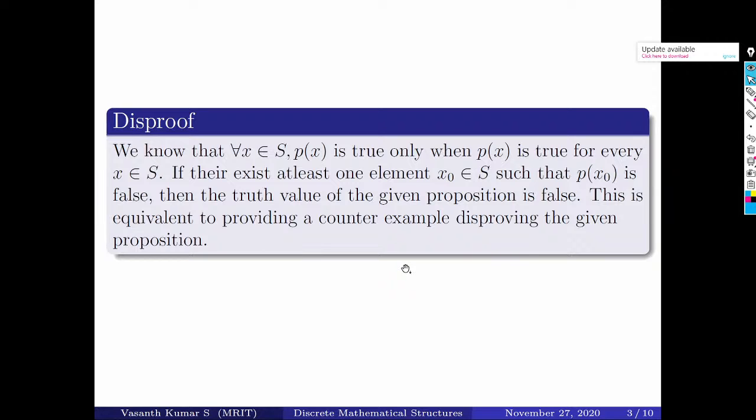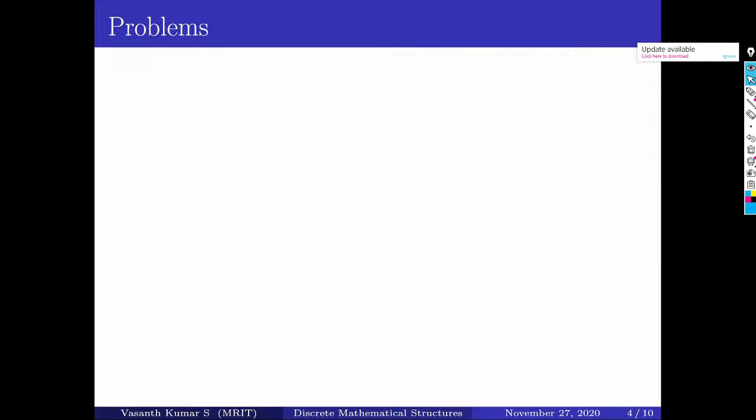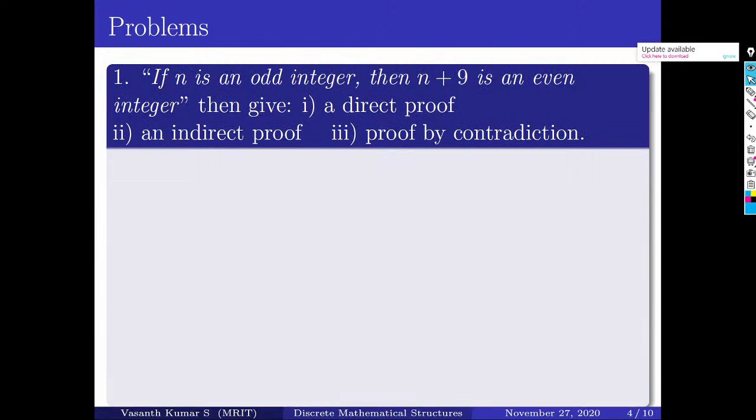Knowing all these definitions, we are going to solve the problems on direct proof, indirect proof, disproof, and proof by contradiction. So now let us solve the problems using these definitions. Consider problem 1.